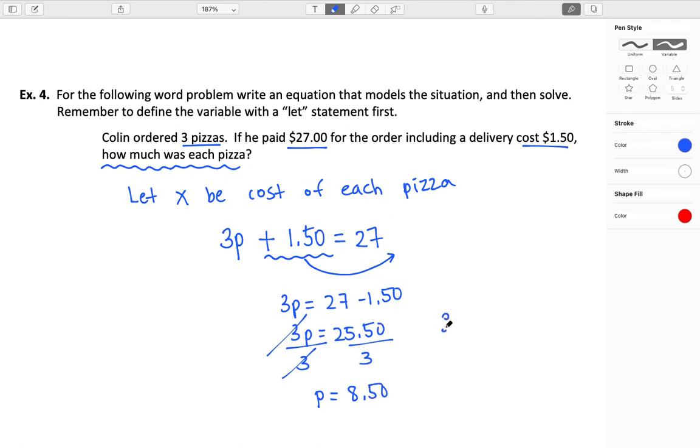Therefore, because it's a word problem, each pizza is $8.50. Don't forget the units, okay? And that's how you summarize the problem.